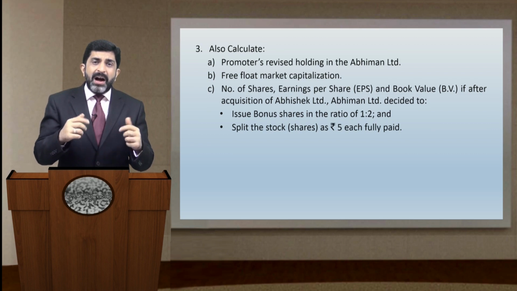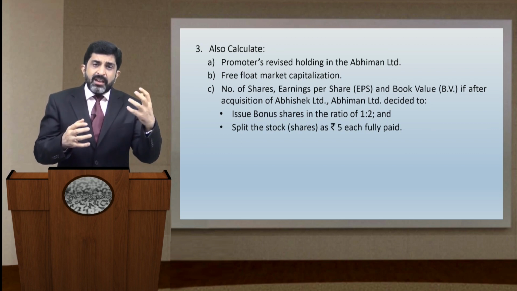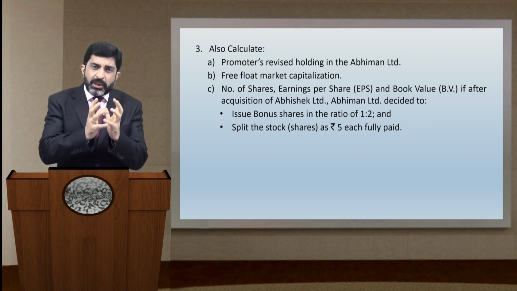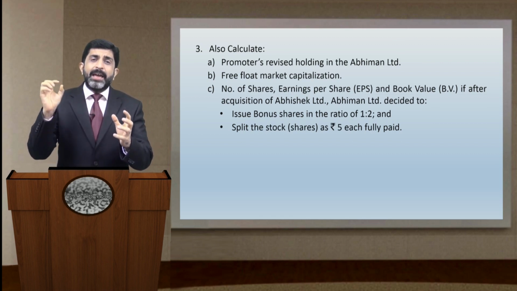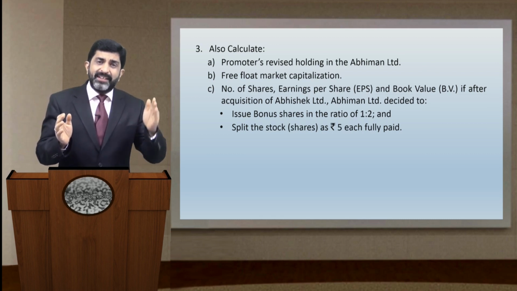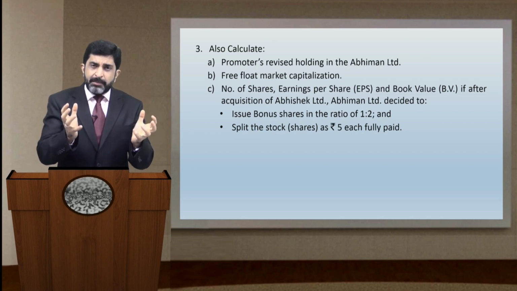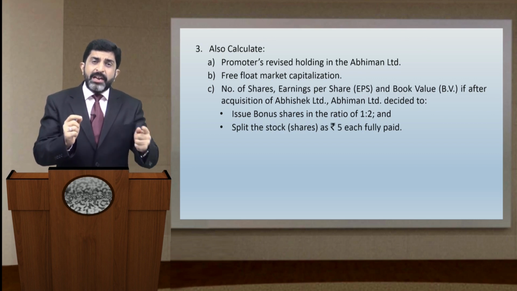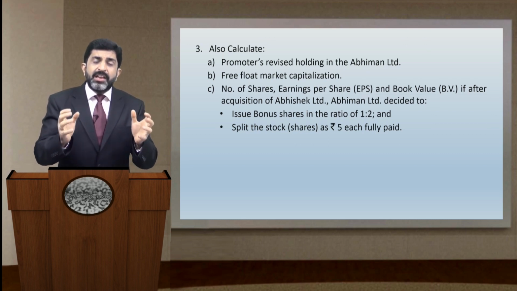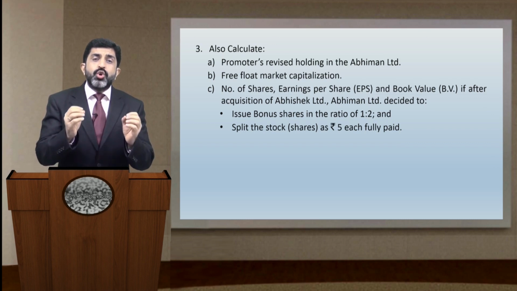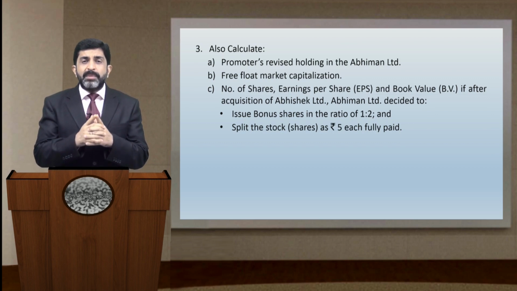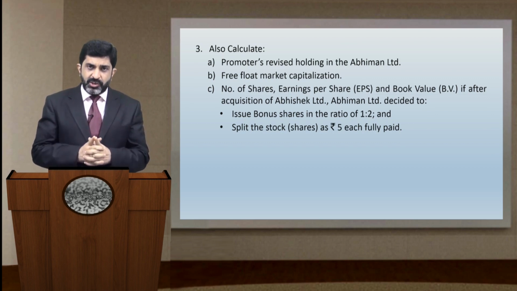That means the market capitalization will be the shares held by public plus promoters holdings, that is total number of shares multiplied by market price per share. But when we talk about free float market capitalization, we necessarily mean market capitalization only to the extent of the shares which are held by public in general, in other words which belong to non-promoter shareholding. So friends, that is what we mean by free float market capitalization.